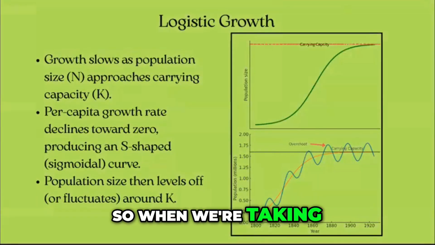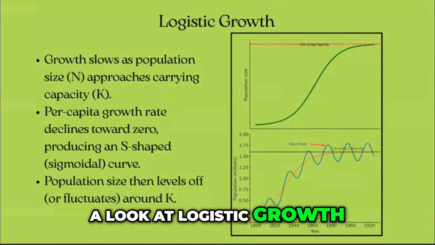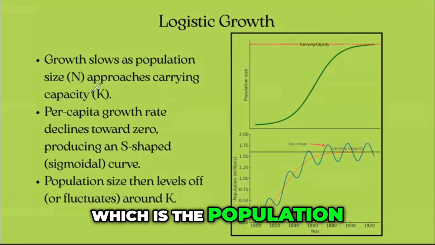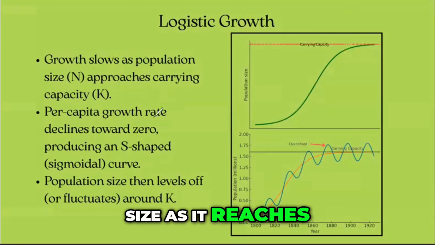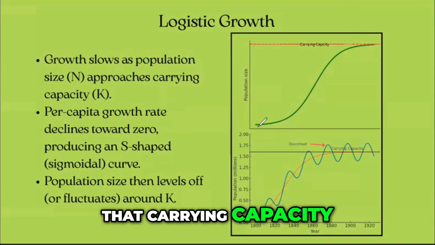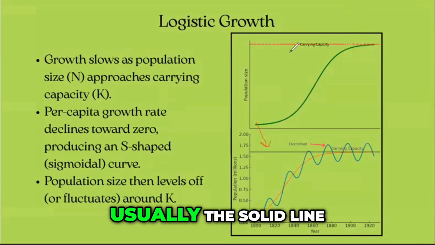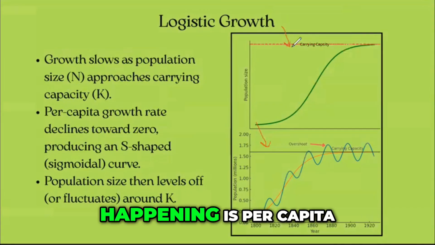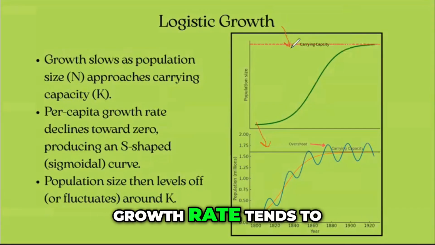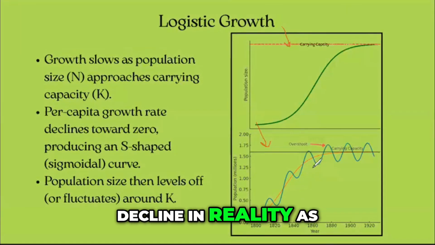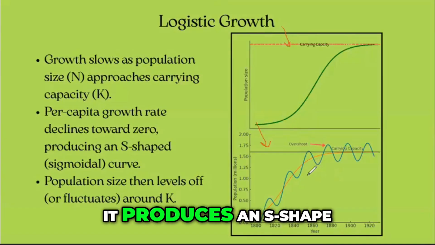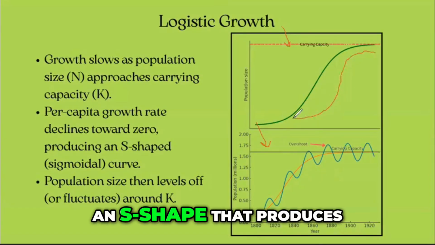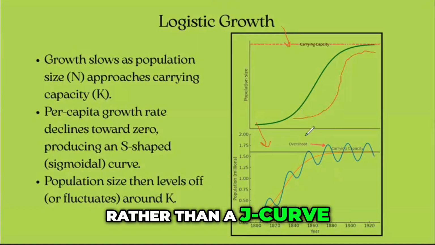So when we're taking a look at logistic growth, we're talking about the value of N, which is the population size, as it reaches that carrying capacity. So that would usually be the solid line that you see here. And what ends up happening is the per capita growth rate tends to decline in reality, as it produces an S shape. So you would have an S shape rather than a J curve.